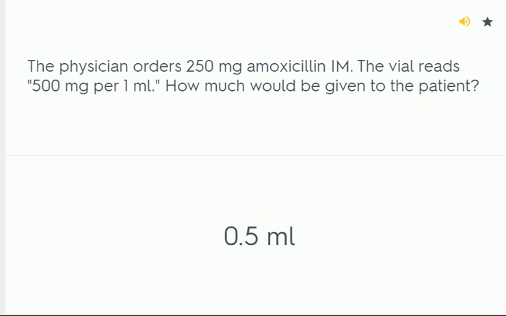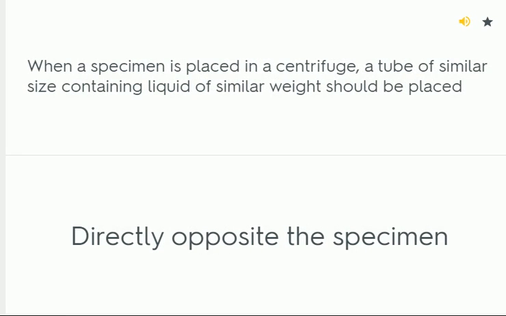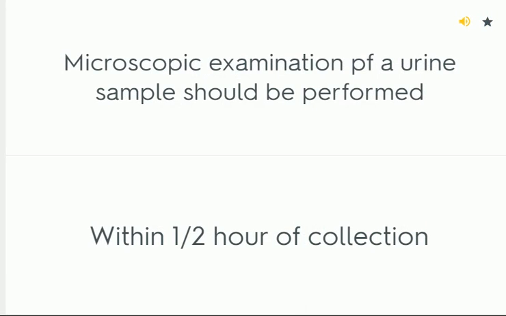The physician orders 250 mg amoxicillin IM. The vial reads 500 mg per 1 milliliter. How much would be given to the patient? 0.5 milliliters. When a specimen is placed in a centrifuge, a tube of similar size containing liquid of similar weight should be placed directly opposite the specimen. Microscopic examination. A urine sample should be performed within 1/2 hour of collection.